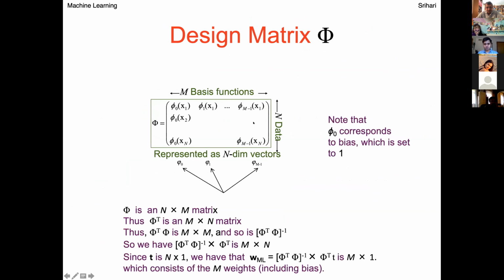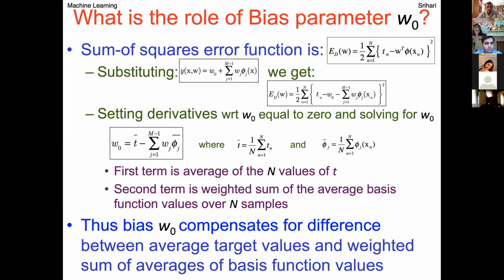The design matrix again is M basis functions represented as n-dimensional vectors. Okay, W naught plays a role here, and it's replaced by the feature value 1. This is a specialized case of what you're dealing with, a bias term. And this gives you some explanation of that.